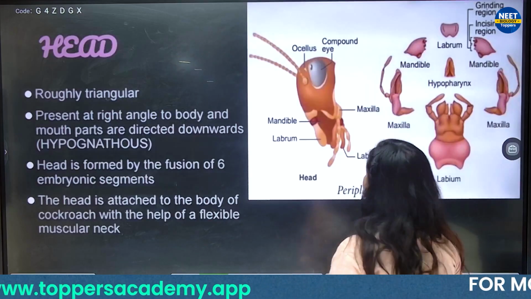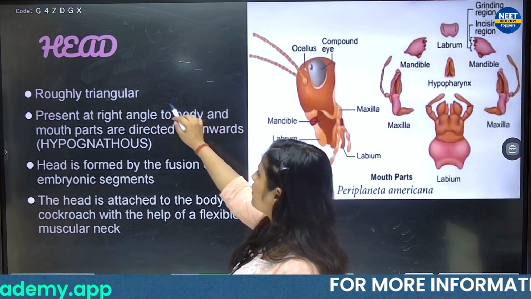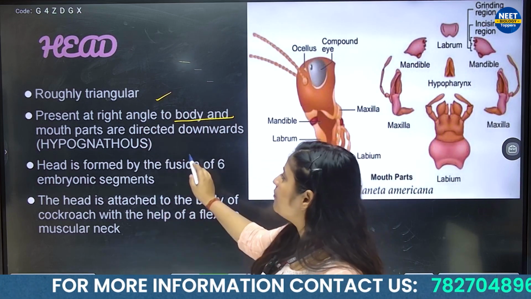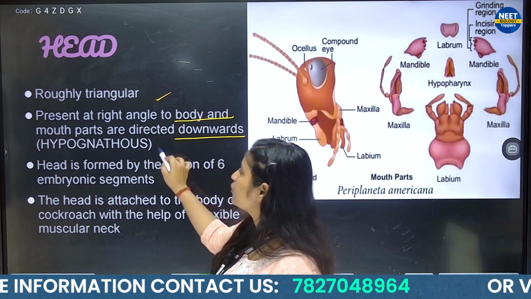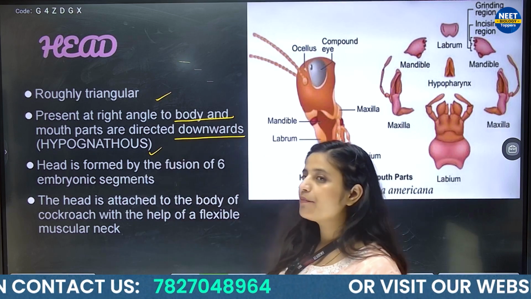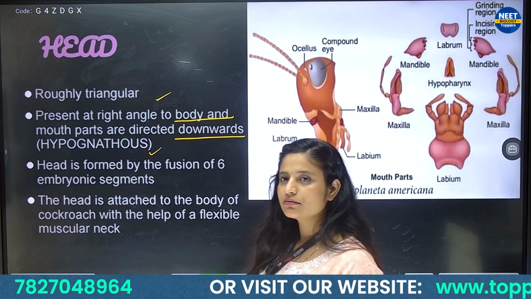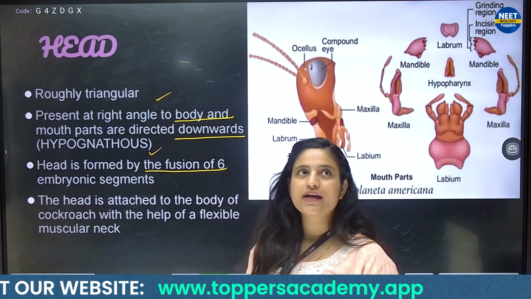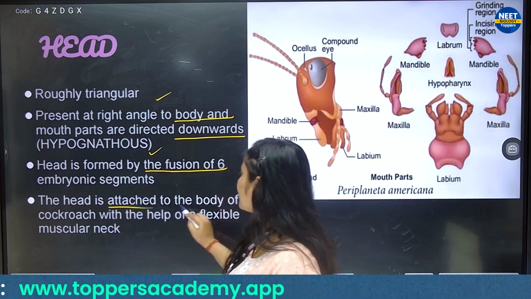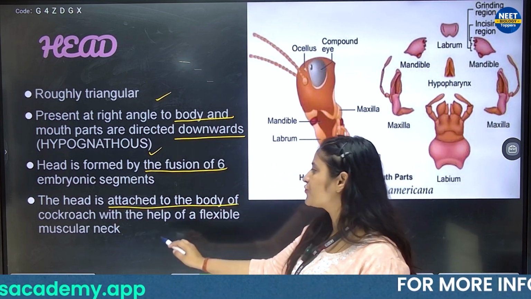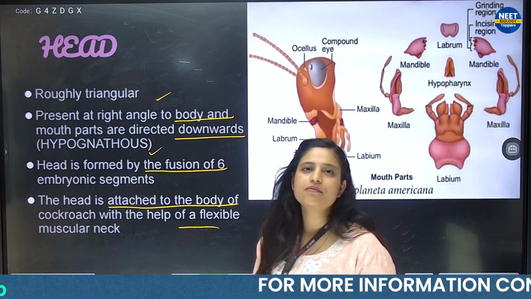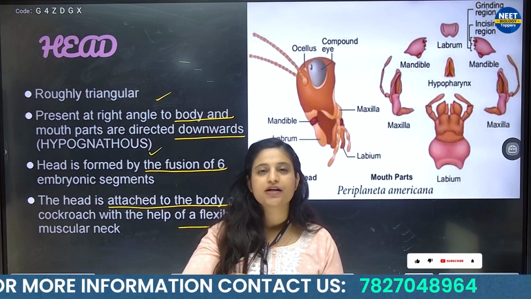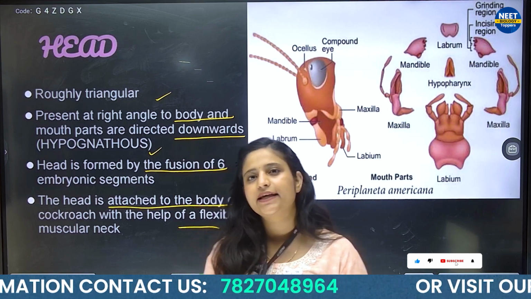Next, the head of the cockroach is roughly triangular. It is present at a right angle to the body, and the mouth parts are directed downwards, so they have a hypognathous type of mouth. The head is formed by the fusion of 6 embryonic segments, and it is attached to the body of the cockroach with the help of a flexible muscular neck. They can articulate in every position because of the flexibility in their neck.